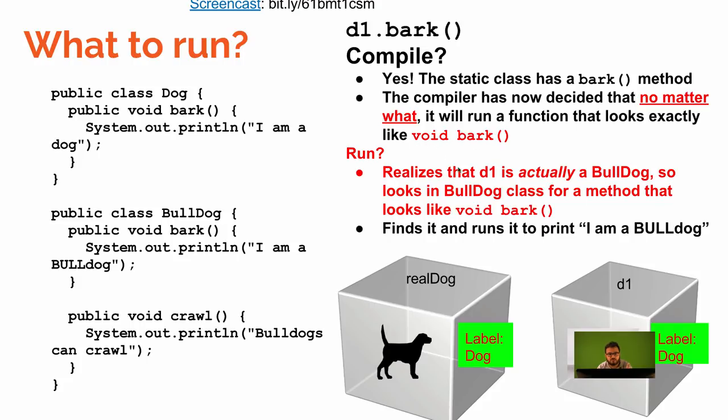And now the runtime has to obey the compiler's wishes. So the runtime sees, okay, this is actually a bulldog. Let me look in the bulldog class for a method that looks exactly like void bark. It goes here and finds it, so it prints, I'm a bulldog. So far, pretty straightforward, but this no matter what part, and this fact that it runs a method that looks exactly like something, is going to get important in just a second. So far, this is fine. It says I'm a bulldog.